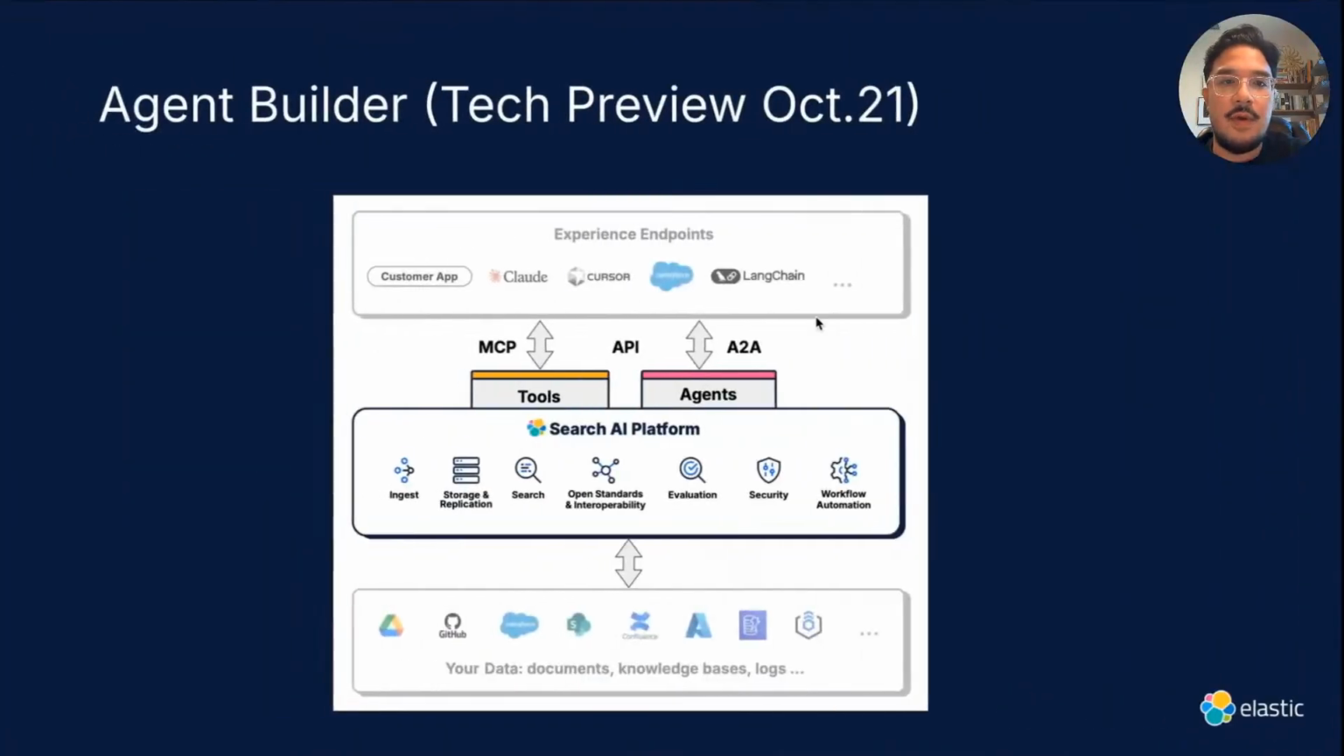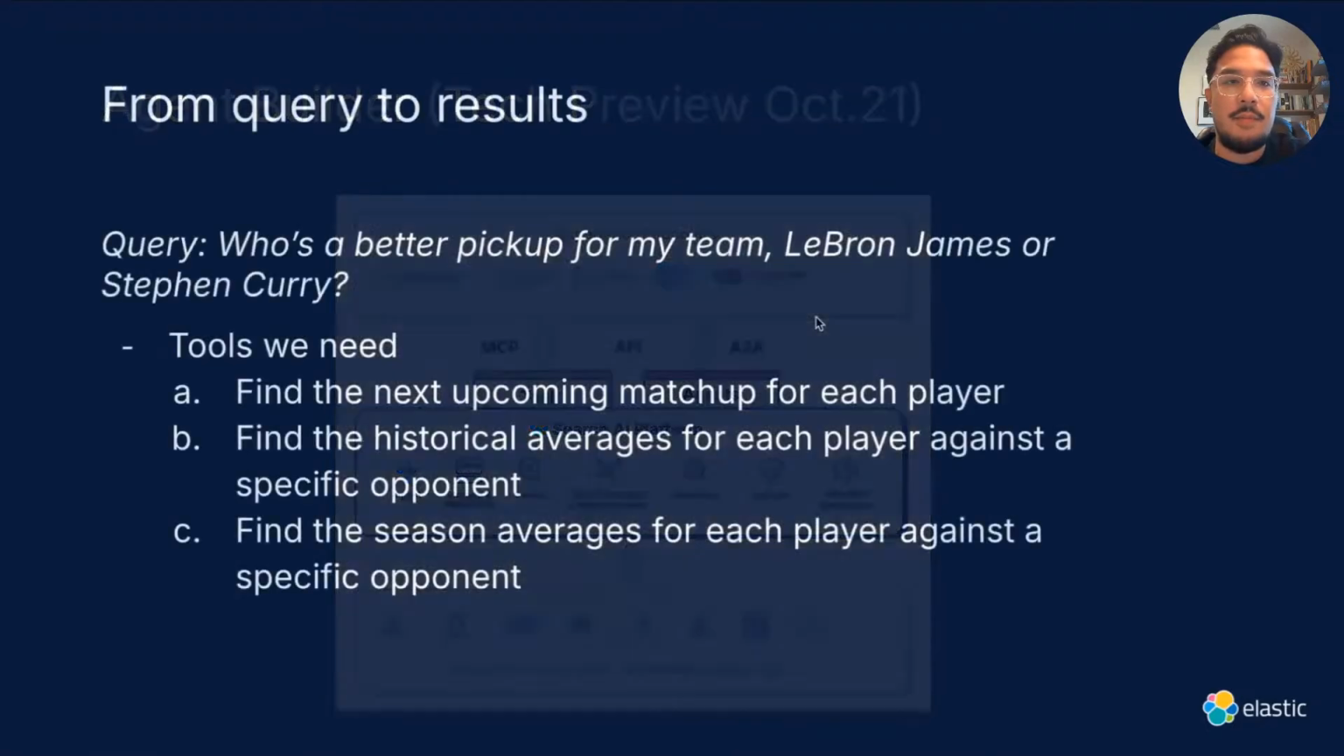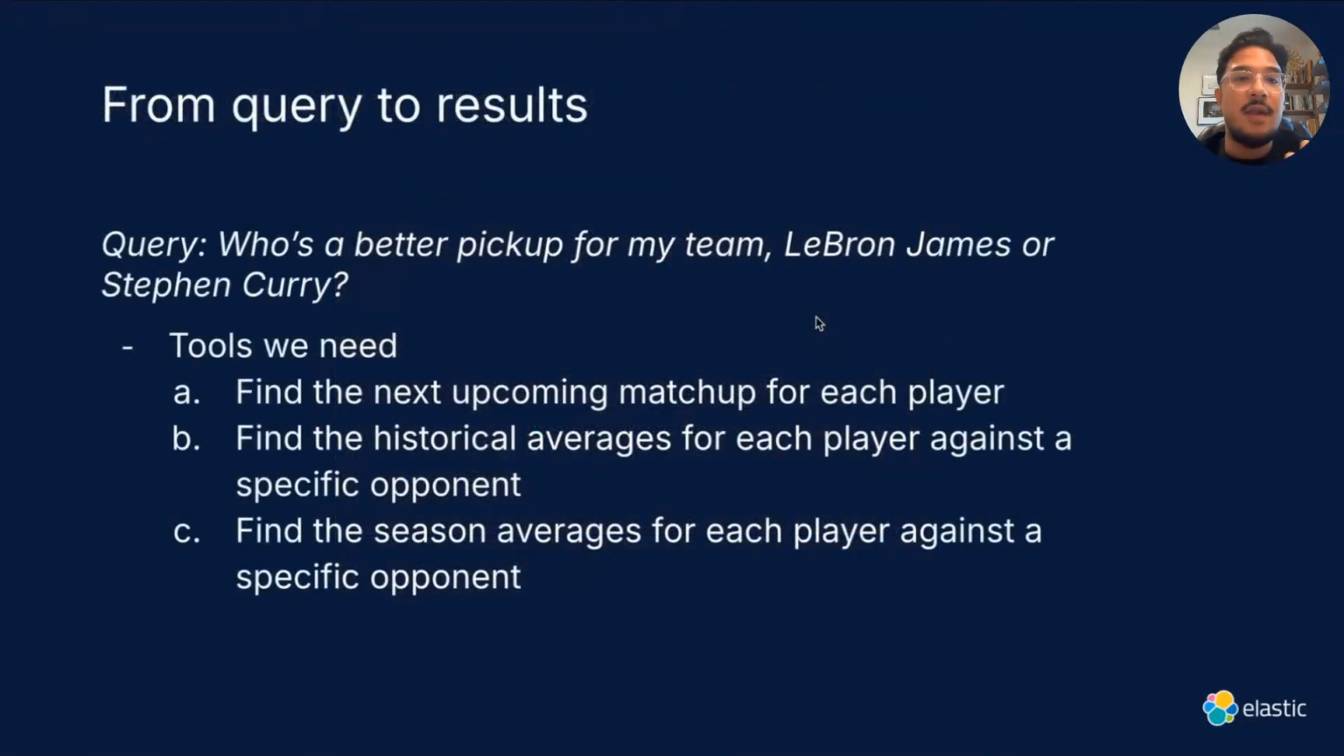So just a little bit of an overview of the tools we want to build. If we give it a query like, who's a better pickup for my team, LeBron James or Stephen Curry? Some of the tools we'll need is to find the next upcoming matchup for each player. Then we want to find the historical averages for each player against a specific opponent. And then we're going to do the same for the season averages. And those are sort of the quick insights that we want for the recommendations.